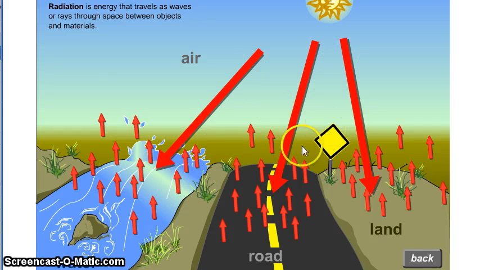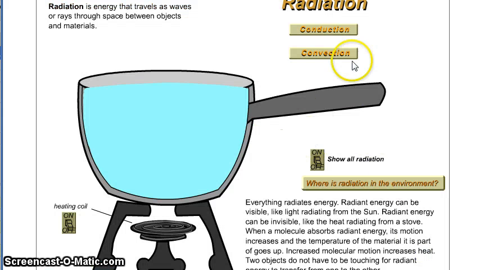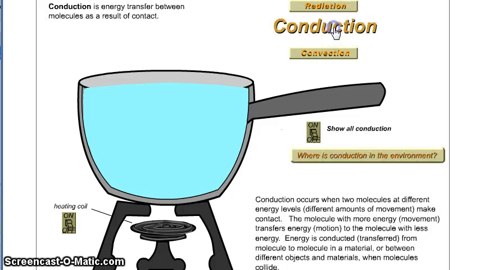So radiation comes down from the sun again, heats up the surface, and then reflects back off of that surface. In some of the situations it's going to be absorbed more, and in some areas it will be reflected more, but it will radiate back. The other type of heat transfer that we looked at was conduction.